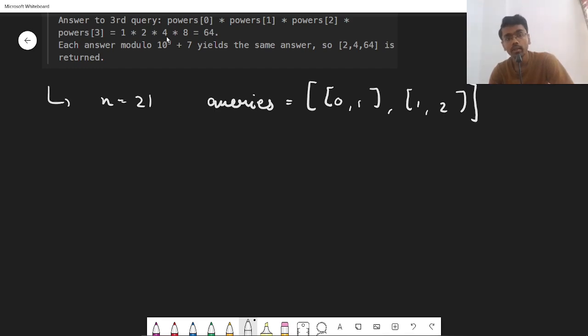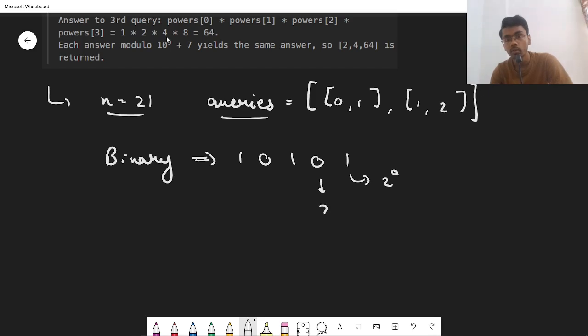This is the example that I have taken, where the n value is 21 and this is the corresponding queries array. Now, what was the first step? The first step was to generate the powers array. How will we generate the powers array? With the help of the binary representation. The binary representation of 21 would look like 1 0 1 0 1. Now this would represent 2 to the power 0, this 2 to the power 1, this 2 to the power 2, this 2 to the power 3 and this 2 to the power 4.